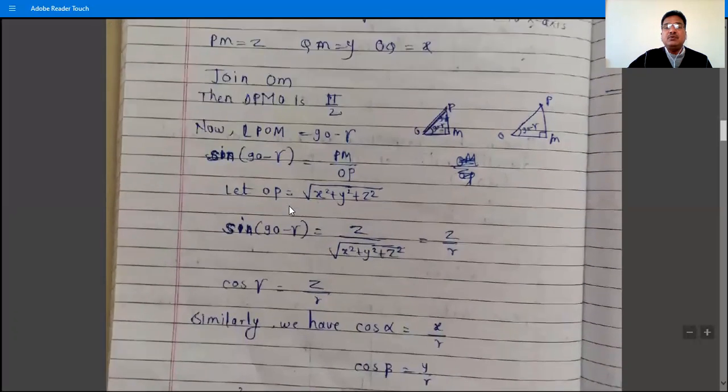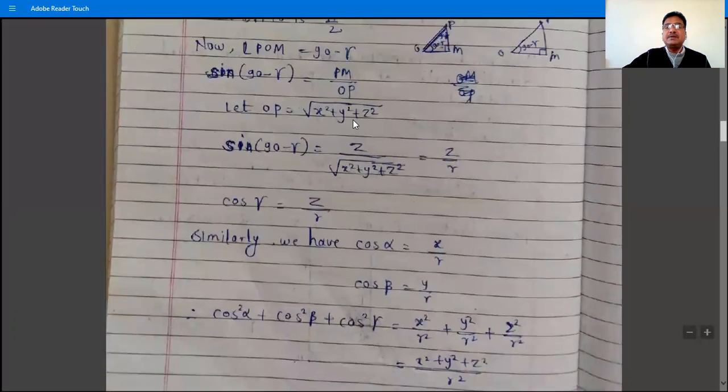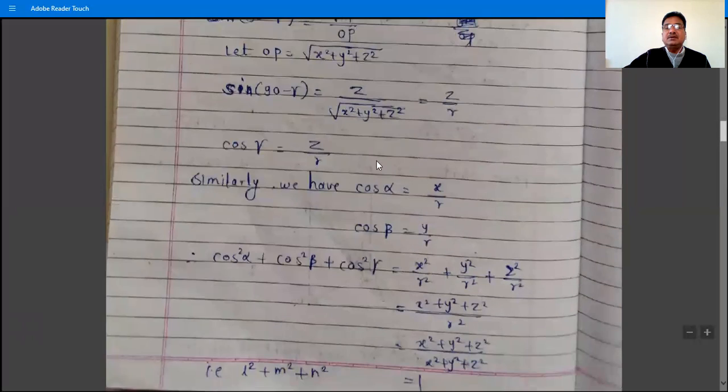And then what is OP? The coordinates of O are 0, 0, 0, and the coordinates of P are x, y, z. By using the distance formula, OP is root of (x minus 0) squared plus (y minus 0) squared plus (z minus 0) squared. That is root x square plus y square plus z square. And therefore sin 90 minus gamma is PM, and PM is z, so z by root x square plus y square plus z square, that is z by r.